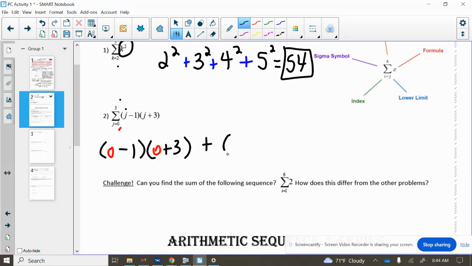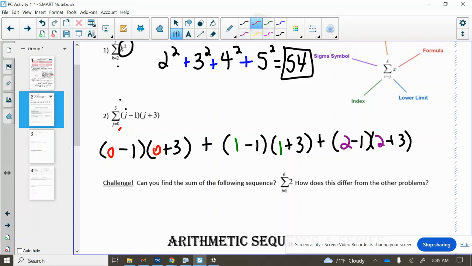To find term 2, then, again, we have to do j minus 1, j plus 3. We're going to then plug in the 1. And then we have to do the same idea with 2. So we have then 2. And then our last term that we are ending with here was 3. So then our last one that we're plugging into this rule would be the number 3.